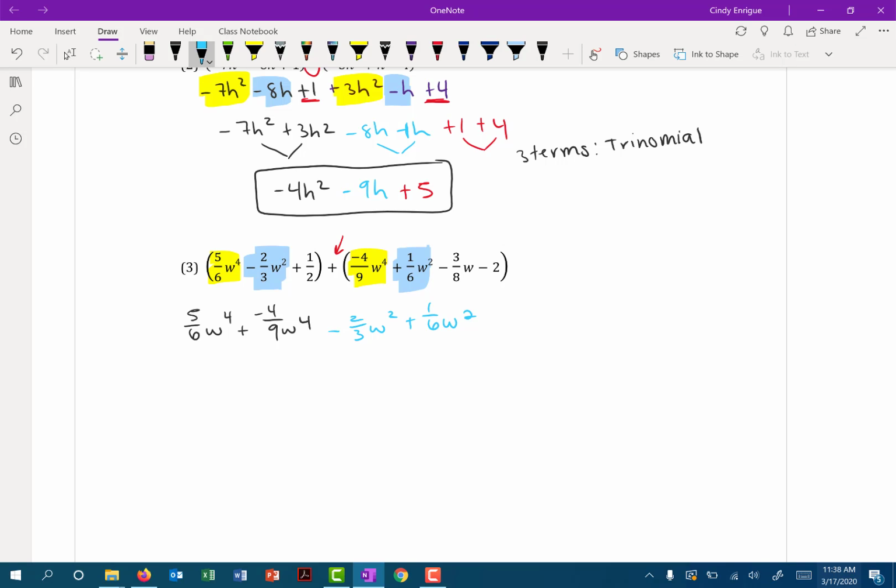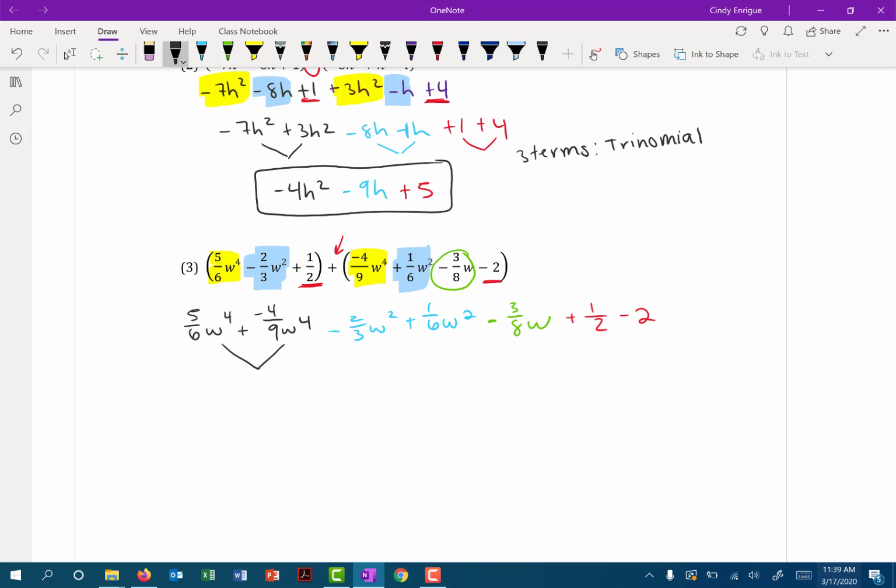The other thing that I see is this negative 3/8 w. I'm going to change the color there. It doesn't matter, but I like to color code my notes. So this is a negative 3/8 w. And the last one that I have all by myself is a positive 1/2 and a negative 2. So now I've grouped them together, and all I have to do is grab your calculator and add these fractions together.